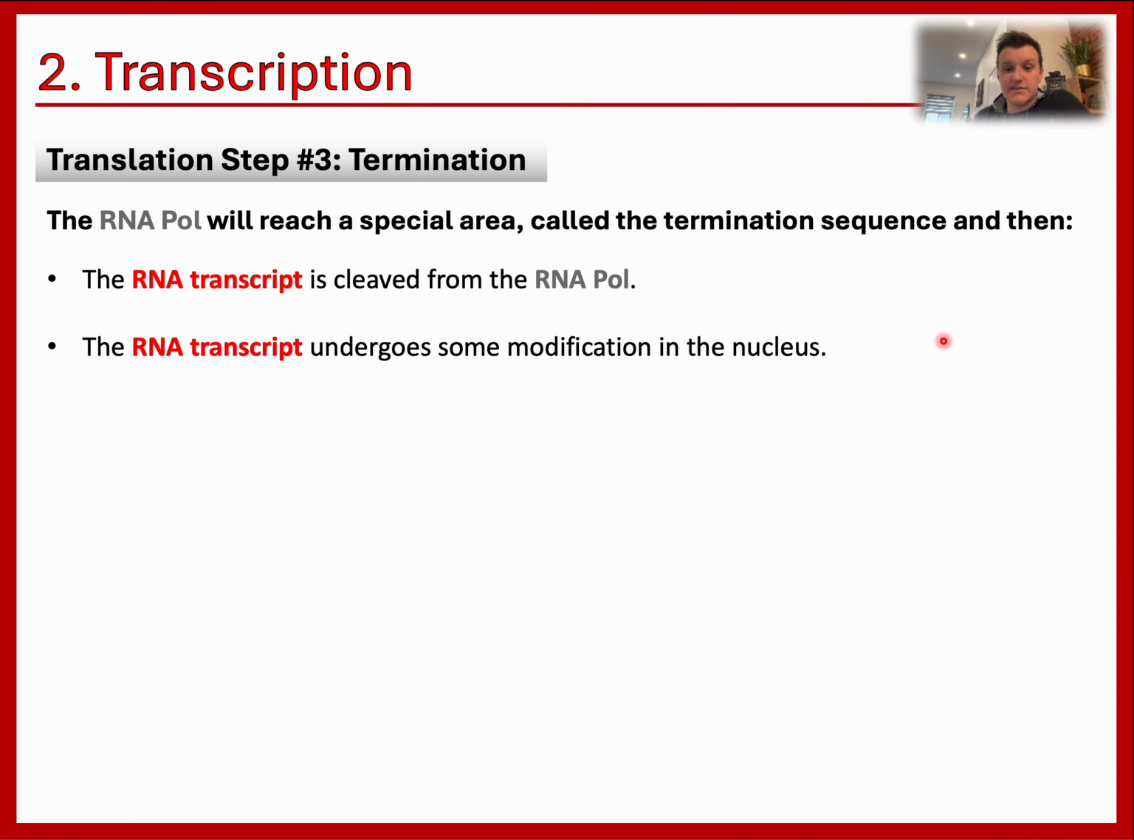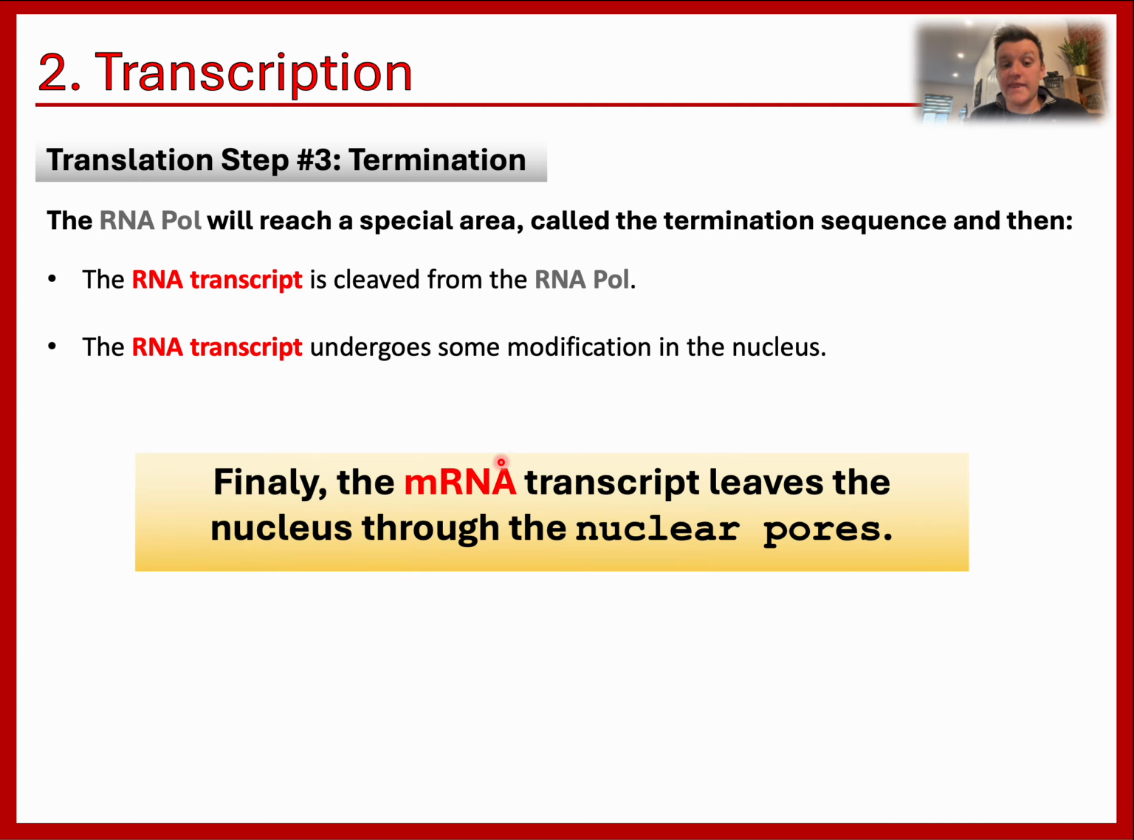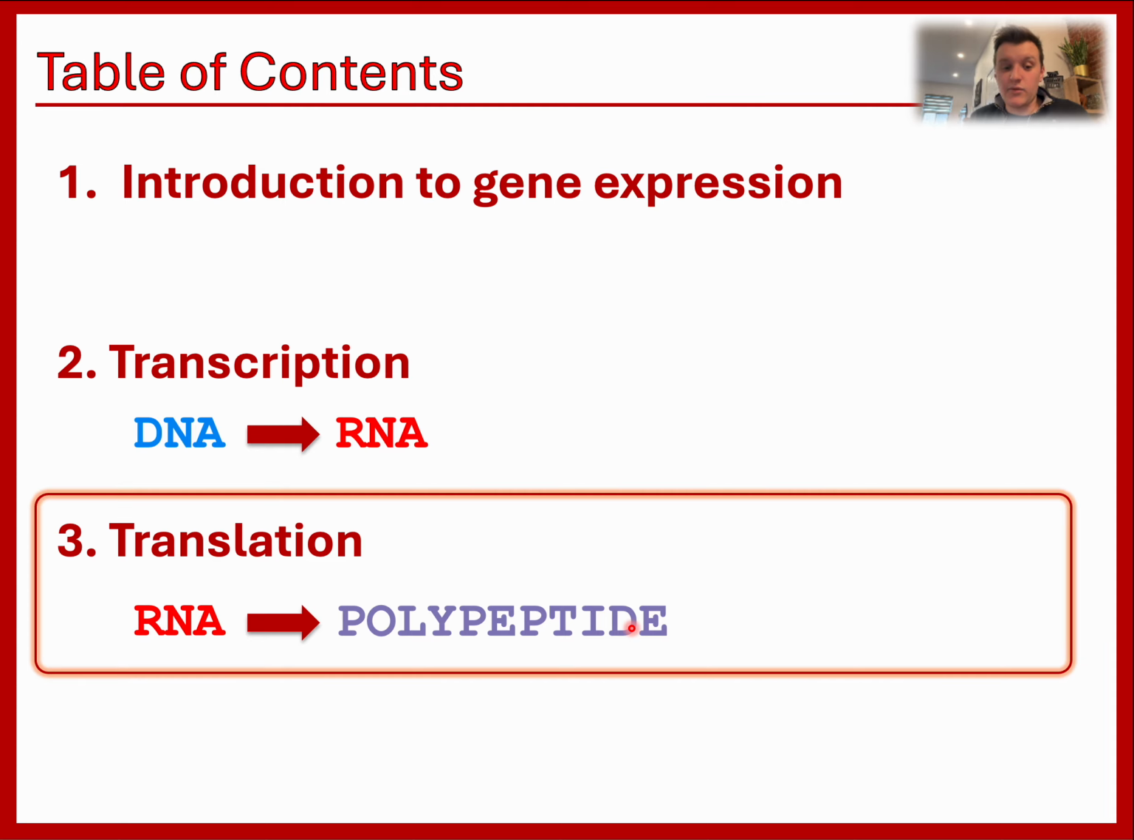The last phase of transcription, step number 3, is called termination. The RNA polymerase will reach a special area called the termination sequence, and then the RNA transcript is cleaved off from the RNA polymerase. The transcript undergoes some modifications in the nucleus that we won't talk about, and then it's ready to go. So then that mRNA transcript leaves the nucleus through the nuclear pores, the little spaces. Remember, we saw in the nucleus there were little pores that allowed the mRNA to leave. And now we're on to translation.